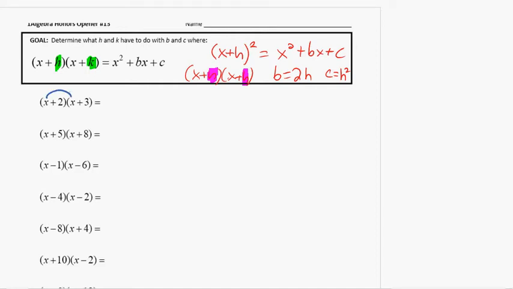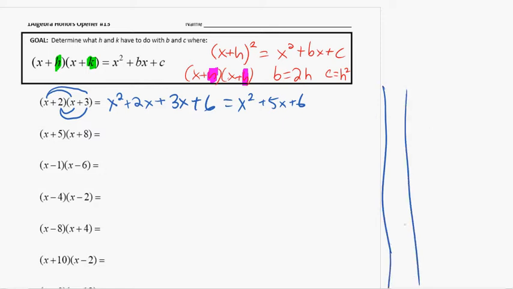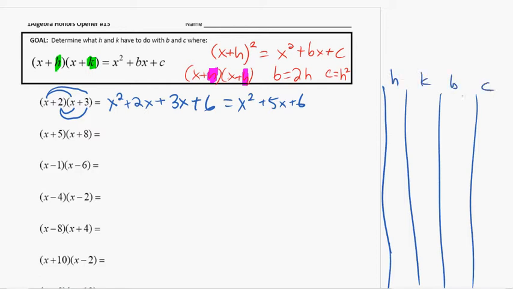So I'm going to look at distributing. So I get x squared plus 2x plus 6. Sorry, forget the 3x. Plus 3x plus 6, which is just x squared plus 5x plus 6. So let's just keep a running table here so we can keep track of what values we're getting and see if we can start to see any patterns. So this will be my h, my k, my b, and my c. So the first one, I got for h 2, k 3, b was 5, c was 6.